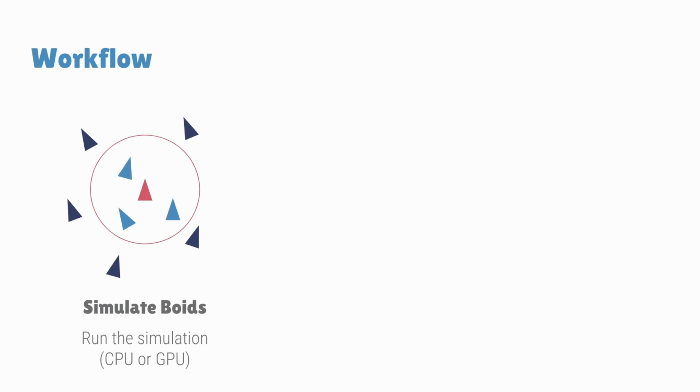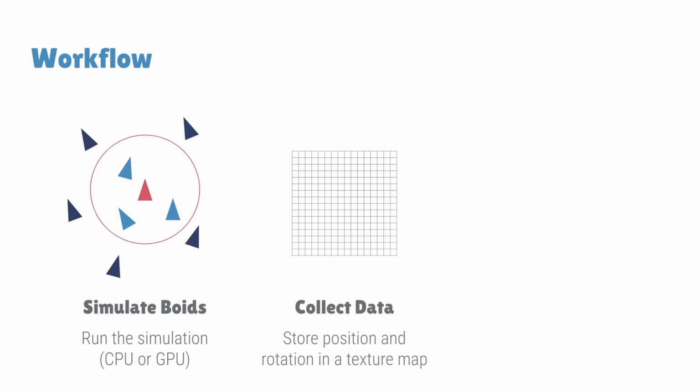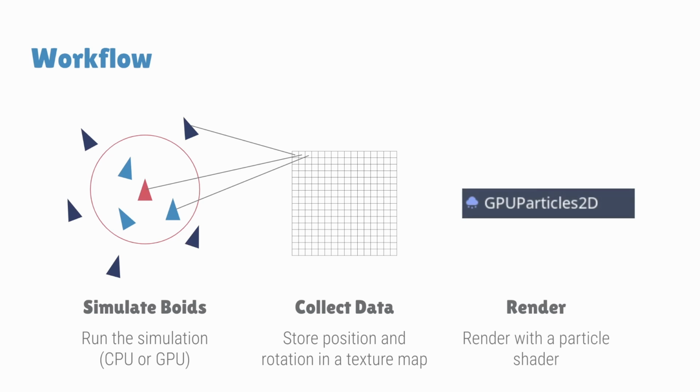Okay, the workflow will be that we will run that Boid simulation on either the CPU or the GPU. I'm going to start on the CPU because it's much simpler if things go wrong on the CPU than with compute shaders. They're a little trickier to debug. And then we're going to collect that data and store it in a texture map. I found that to be an efficient way to get the data from the GPU and then pass it to a particle shader. We'll be using a GPUParticles2D node to render the Boids.